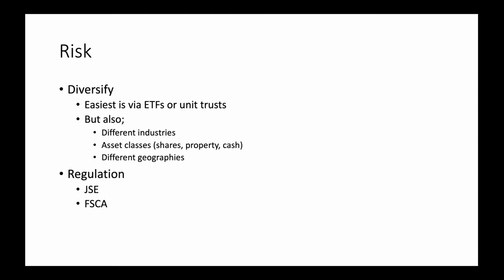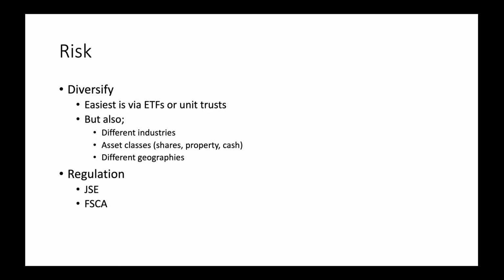Diversity is instant via ETFs or unit trusts. You get an ETF with 40 companies. Even if one of them does go bust, it's one of 40. It's not going to totally decimate your portfolio. But also diversify across industries, across different sectors. You don't want everything in gold mining or everything in tech. You want different asset classes. You want some shares. You want some listed property.